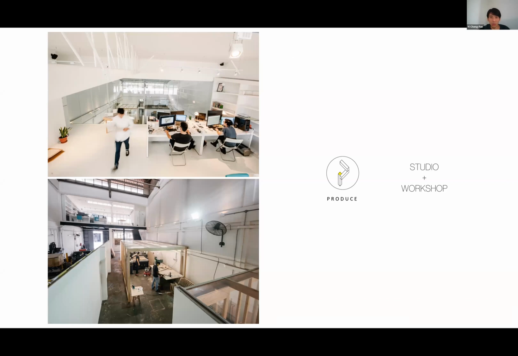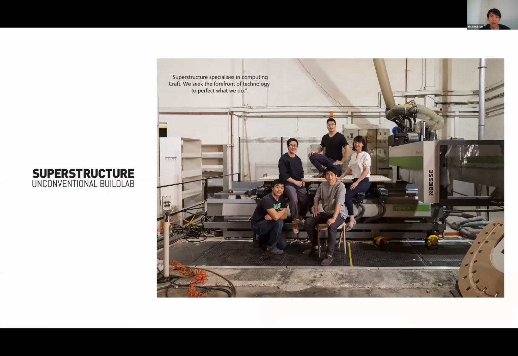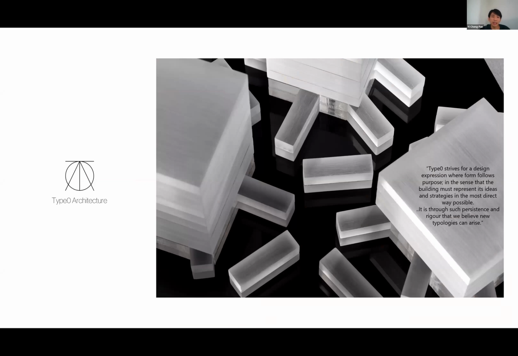Produce started as a studio and a workshop doing design and make since 2013. And then after that, the workshop expanded and became Superstructure, which is a partnership with Emily from Penelop, a material supplier in Singapore. And then I started Type Zero Architecture, which is now working on projects in Singapore, Vietnam, and Indonesia. We are generally doing residential projects, but in Vietnam and Indonesia, they are more commercial.